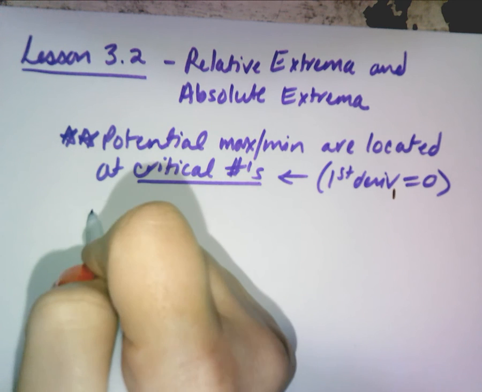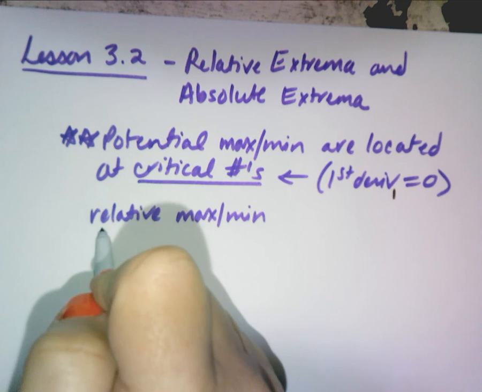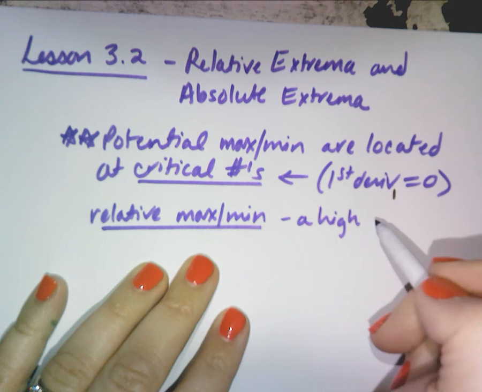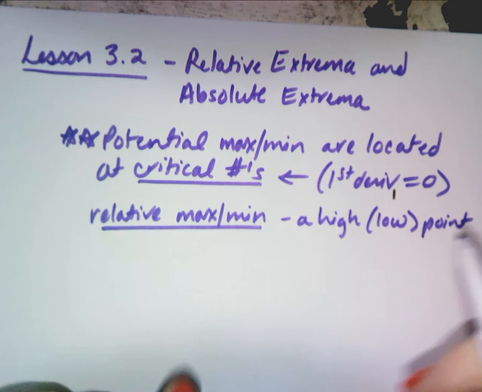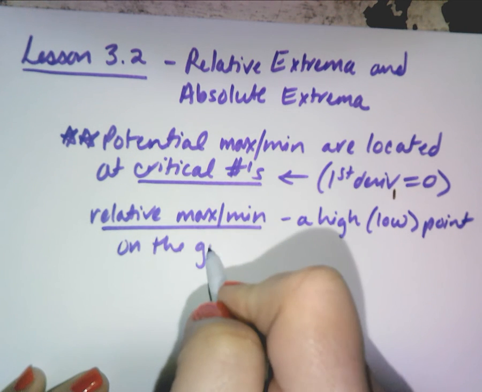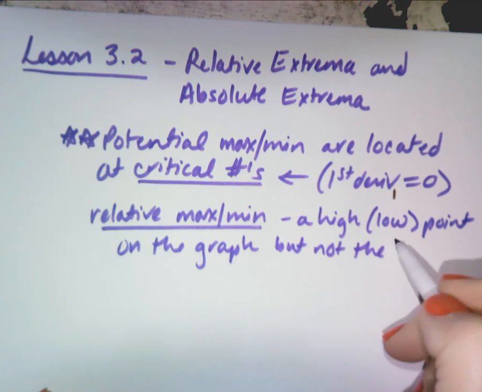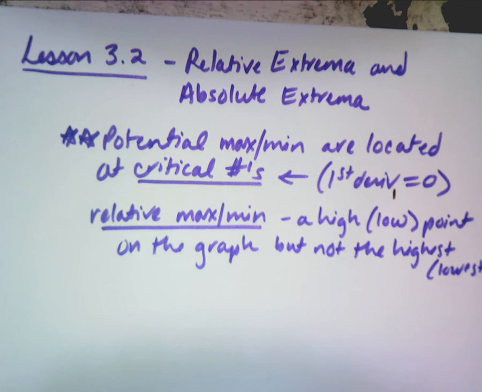And if you remember this definition from last year, a relative max and min, a relative max is a high point, well, I guess as I'm saying max and min, or a low point, a high or low point on the graph, but not the highest or the lowest. That's what we called a relative max and min. A high point on the graph, but not the highest, not the lowest point on the graph.